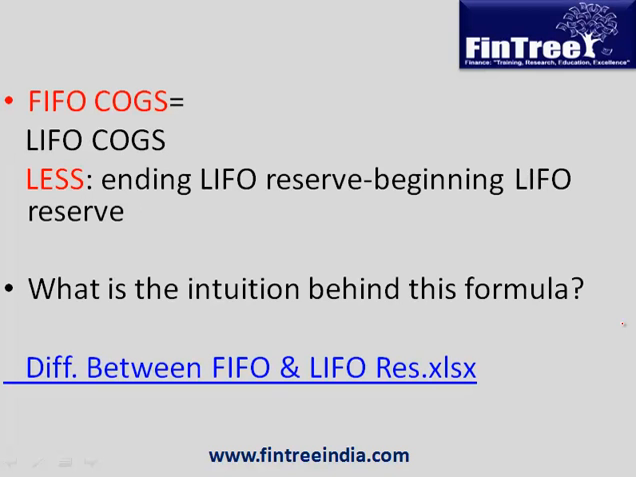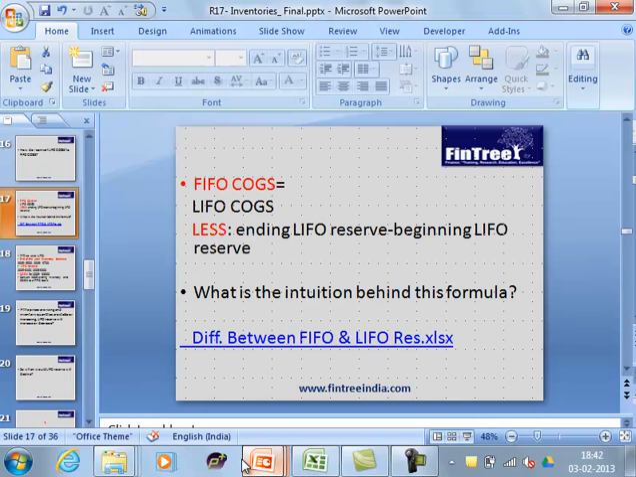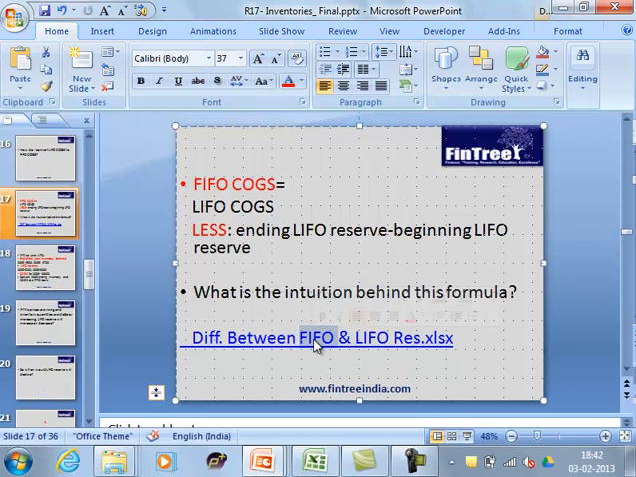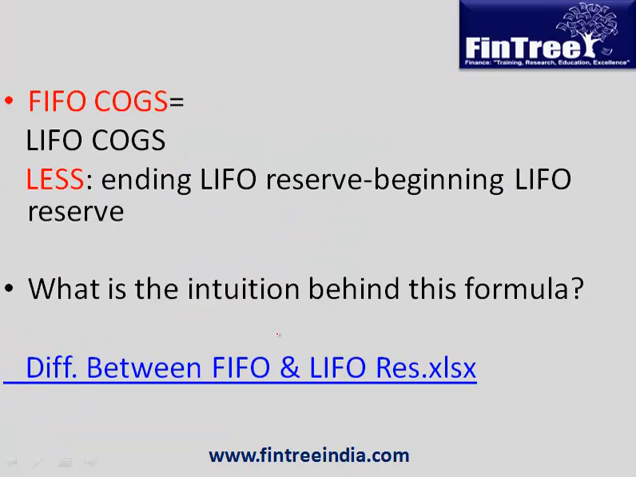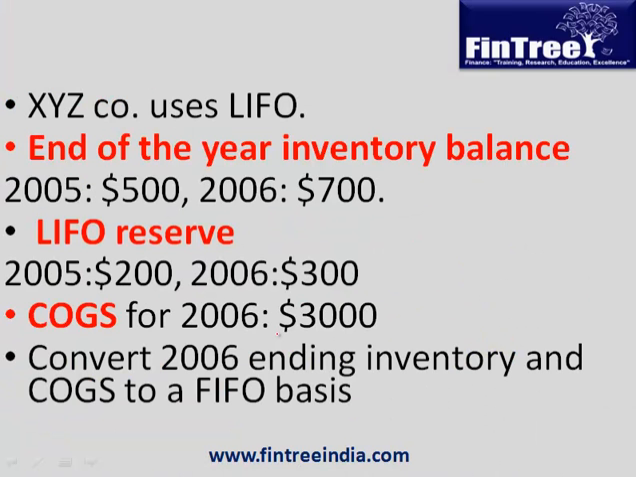FIFO COGS is equal to LIFO COGS minus the difference between the two reserves. And what is the intuition behind this formula? Okay, I think I will have an Excel sheet here. The Excel sheet seems to have disappeared. Anyways, we know the intuition now. Moving on. Let's solve this particular problem.